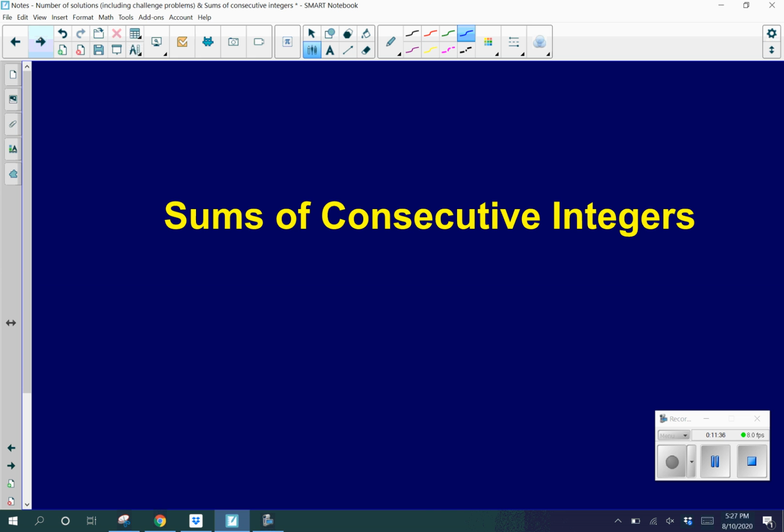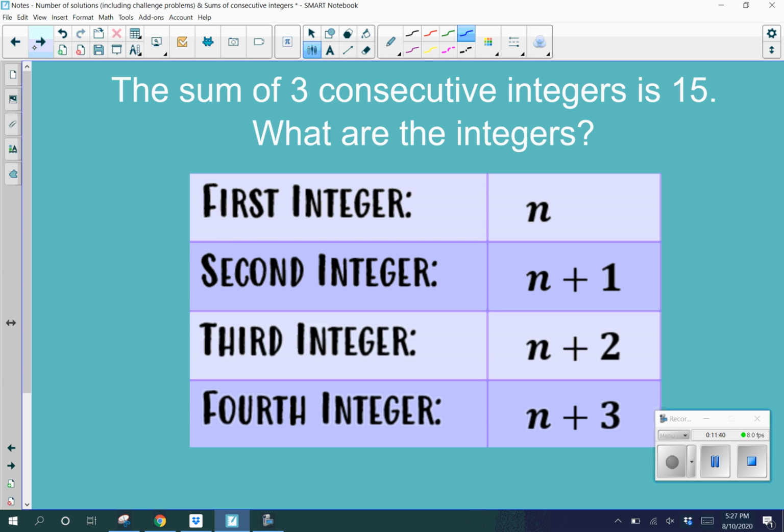Okay, the last skill in the unit is sums of consecutive integers. First, let's talk about what does the word consecutive mean? Well, it means right in a row.